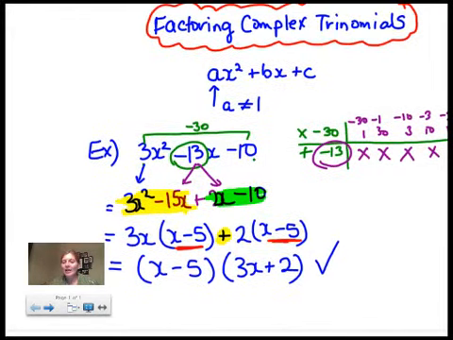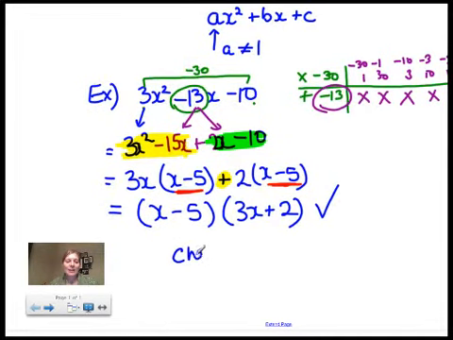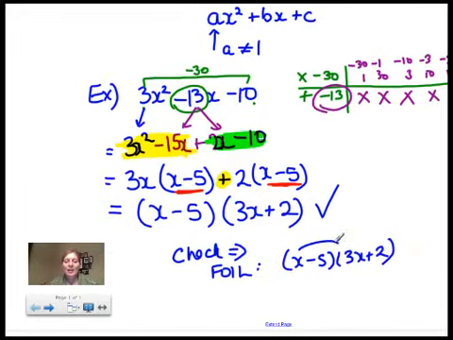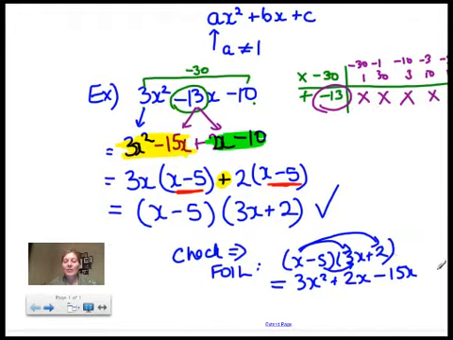Let's just double check to make sure that this takes us back to the original. So I'm going to check by foiling it out. I'm going to take x minus 5 and 3x plus 2 and expand it. So the x is going to multiply the 3x to give me 3x squared. The x is now going to multiply the 2 to give me 2x. The minus 5 is going to multiply the 3x to give me minus 15x, and the minus 5 times the 2 is minus 10. And simplifying that, I get 3x squared minus 13x minus 10, which is what I had originally. So I know I've done it right.